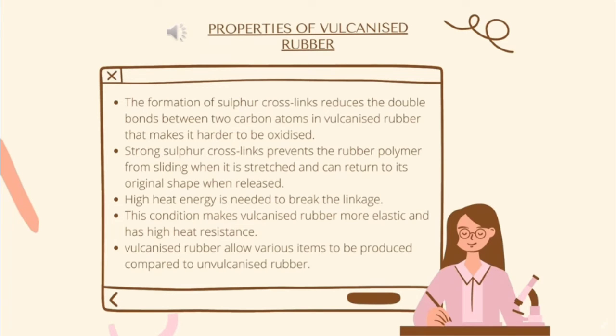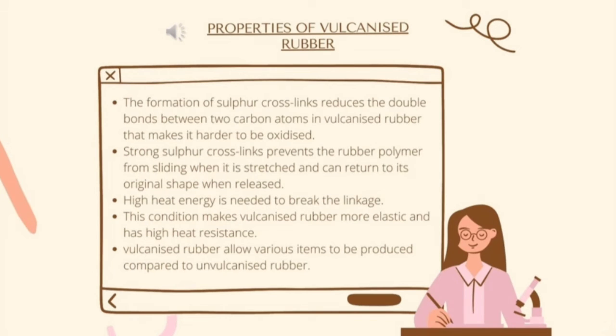Properties of vulcanized rubber. The formation of sulfur cross-links reduces the double bonds between two carbon atoms in vulcanized rubber, that makes it harder to be oxidized. Strong sulfur cross-links prevent the rubber polymer from sliding when it is stretched and can return to its original shape when released. High heat energy is needed to break the linkage. This condition makes vulcanized rubber more elastic and has high heat resistance. Vulcanized rubber allows various items to be produced compared to unvulcanized rubber.